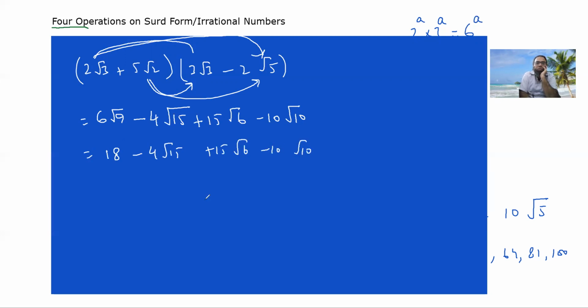Now suppose you have (3√2 minus 4√3) times (5√2 minus 3√3). Now you try this.